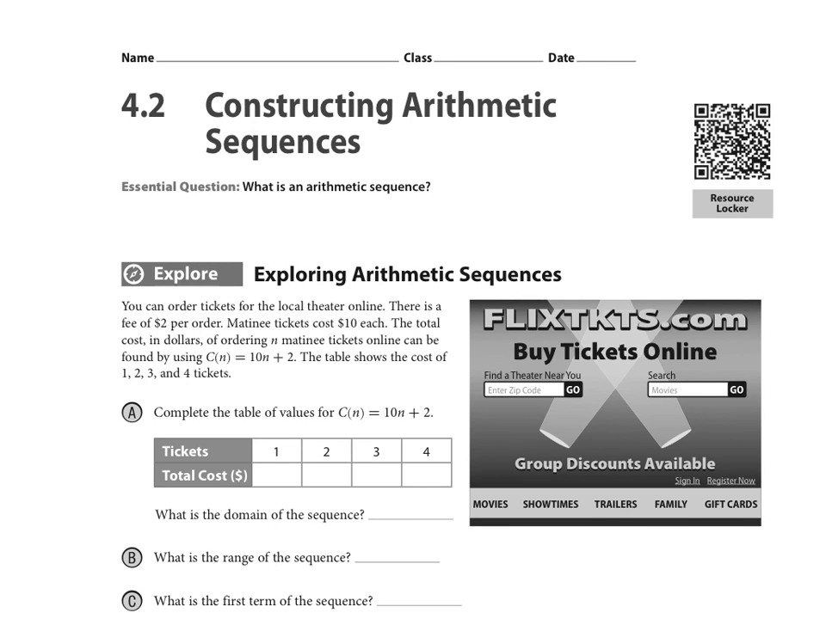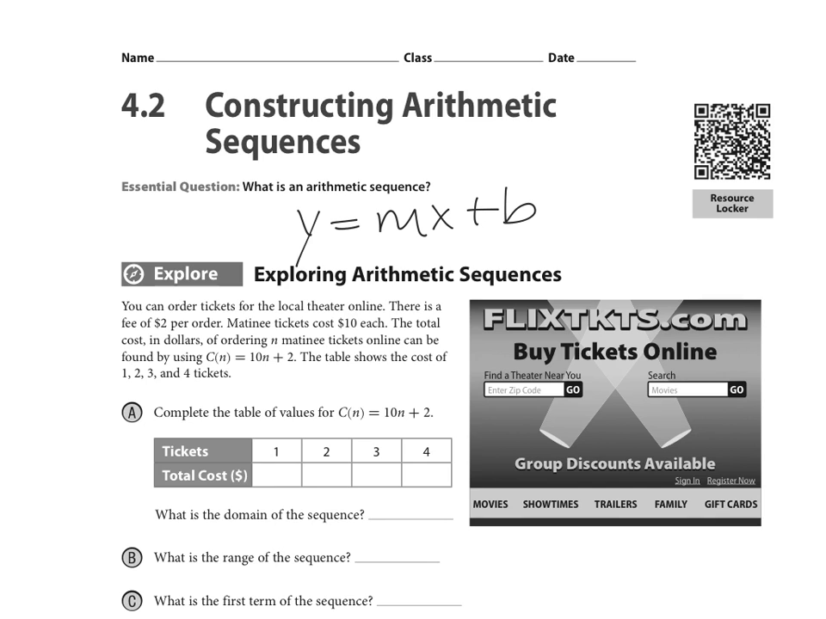All right. So 4.2, constructing arithmetic sequence. Okay, so what in the world do we mean by an arithmetic sequence? What is that? Very, very simply, all an arithmetic sequence is, is a linear equation. In other words, it's y equals what? There you go, mx plus b. That is all an arithmetic sequence is.